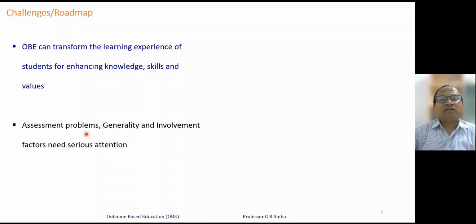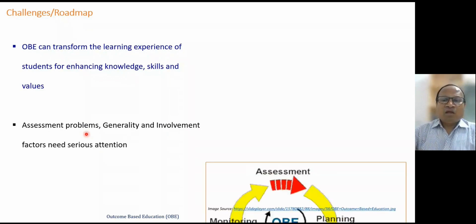Involvement is a serious factor. Where all the stakeholders are concerned, huge involvement of teachers and students is needed. Otherwise, OBE doesn't work successfully. So OBE has to be pragmatically implemented. Involvement is needed, and the assessment tools have to be very good, so that assessment is made in a true sense and we can see the students demonstrating good student learning outcomes.